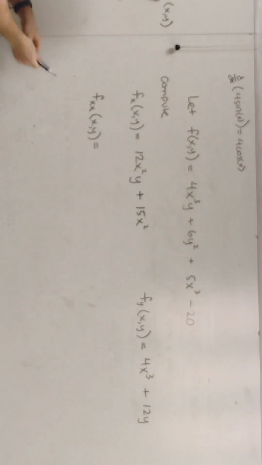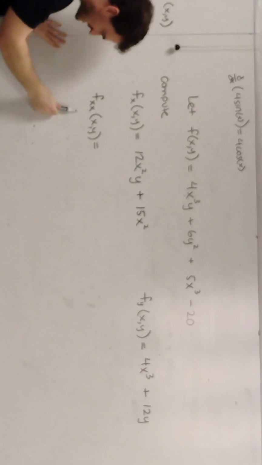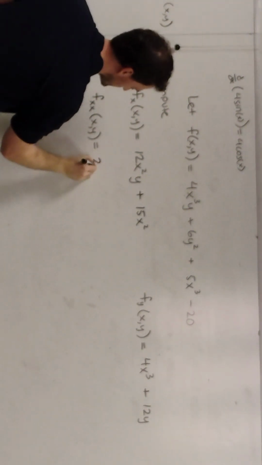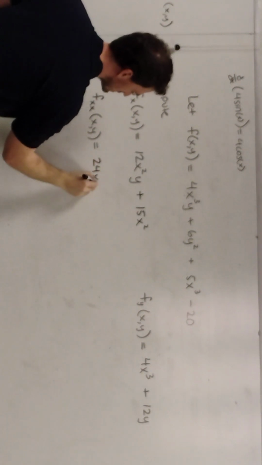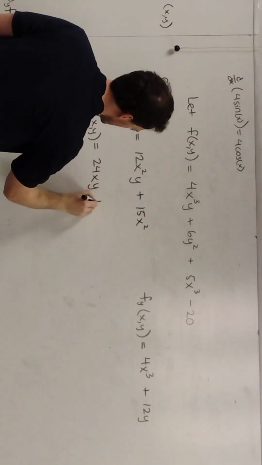Okay. So this notation is saying take the partial derivative with respect to x, and then of that, take the partial derivative with respect to x. So that'll be 24xy. Took the derivative of the x piece, the y just tags along to the right. Plus 30.